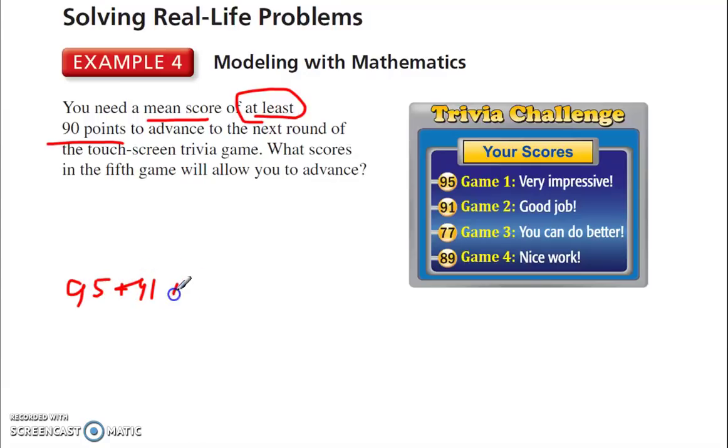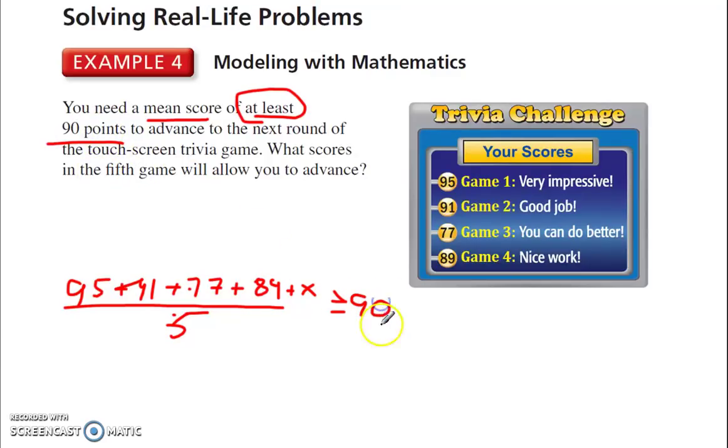Add in your fifth score, 77 plus 89 plus your fifth score, x, divide by 5, because there are 5 scores now, this should be greater than or equal to 90 points.